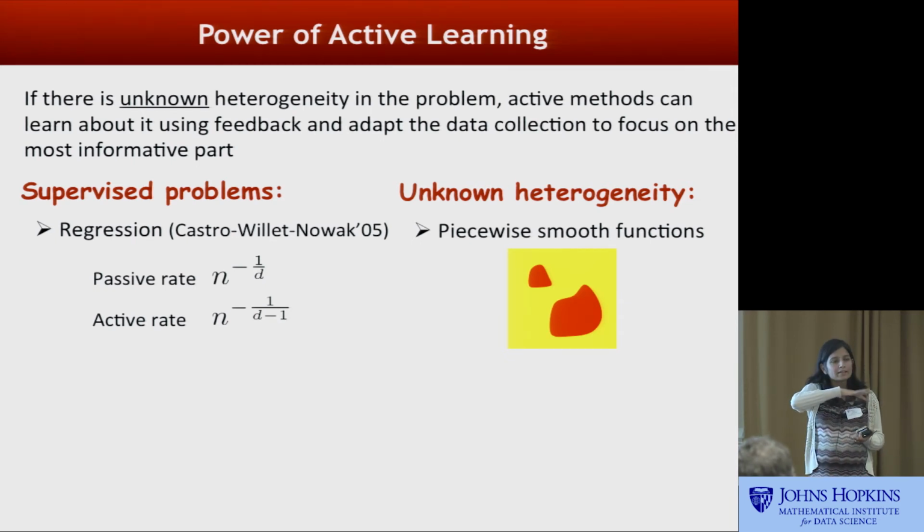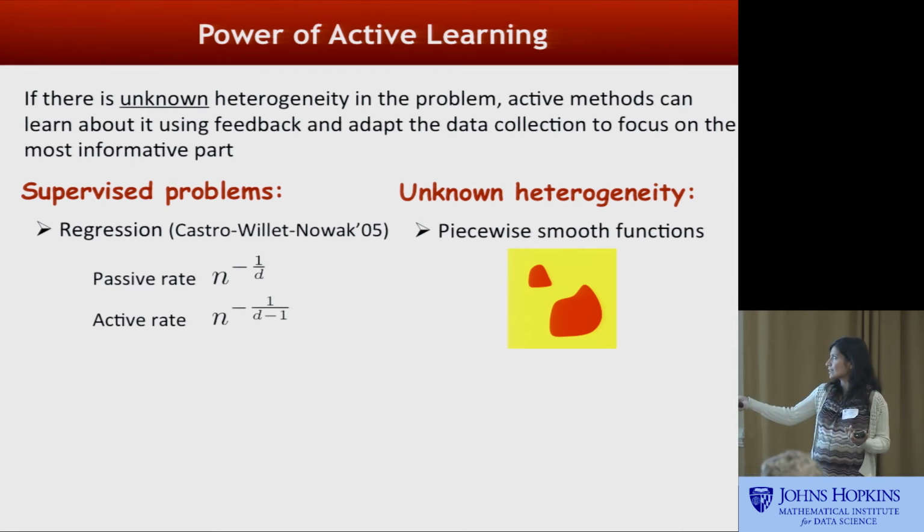Now, what if my X is actually smooth? Maybe it's uniformly sampled, right? But my mapping from X to Y, the regression function itself, is inhomogeneous. For example, it's piecewise smooth. Turns out in this case, active learning can buy you gains over experimental design, which is actually the same as passive learning. Same kind of story. And this was shown in earlier work where you show you can get better rates doing active compared to passive.